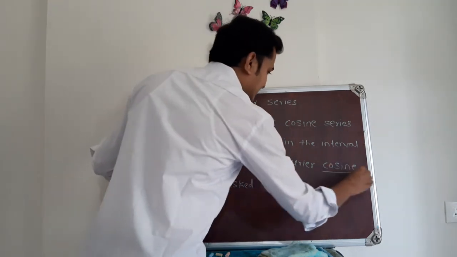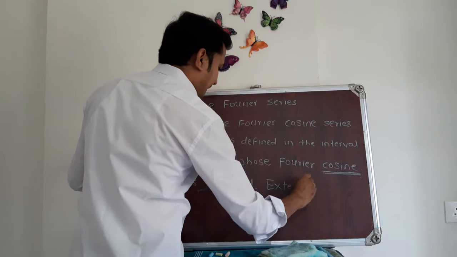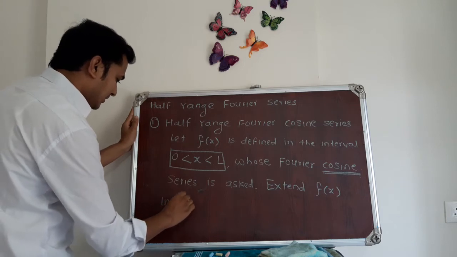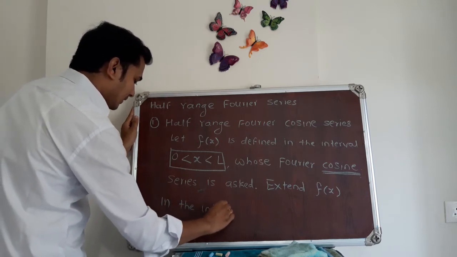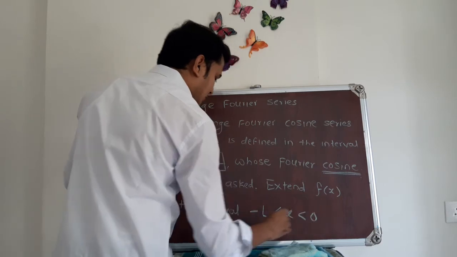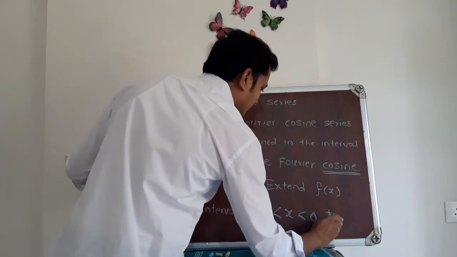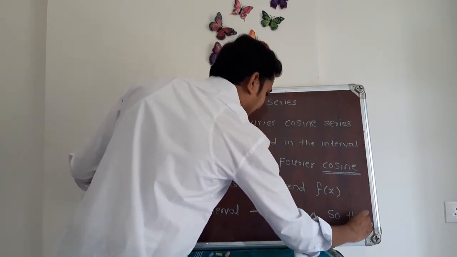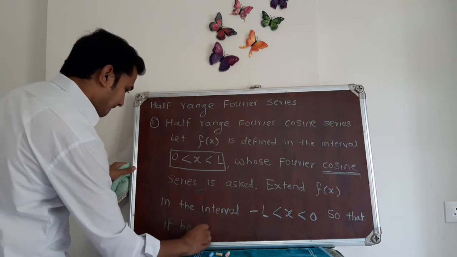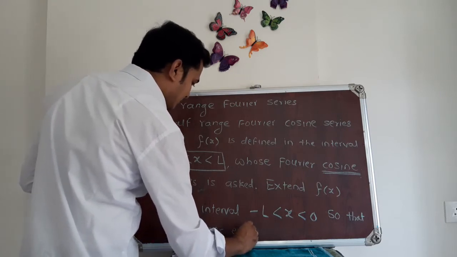Now its Fourier cosine series is required, so extend f of x in the interval minus L to 0 so that the resulting function becomes an even function.